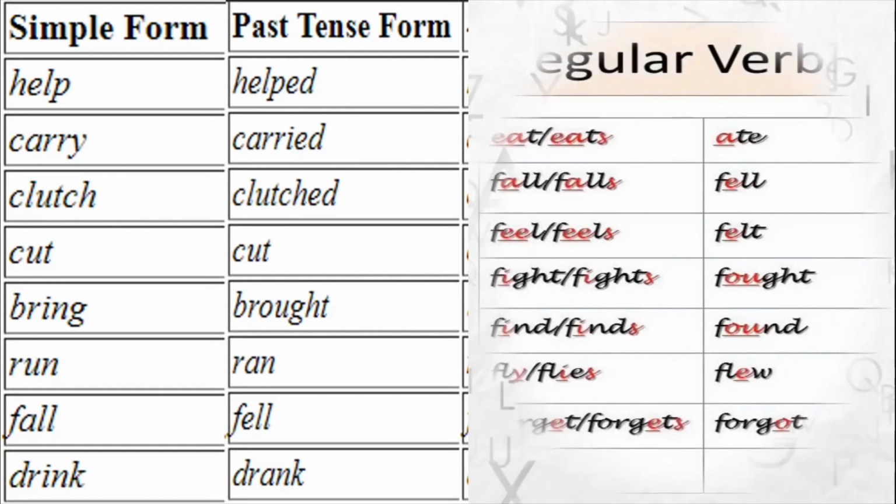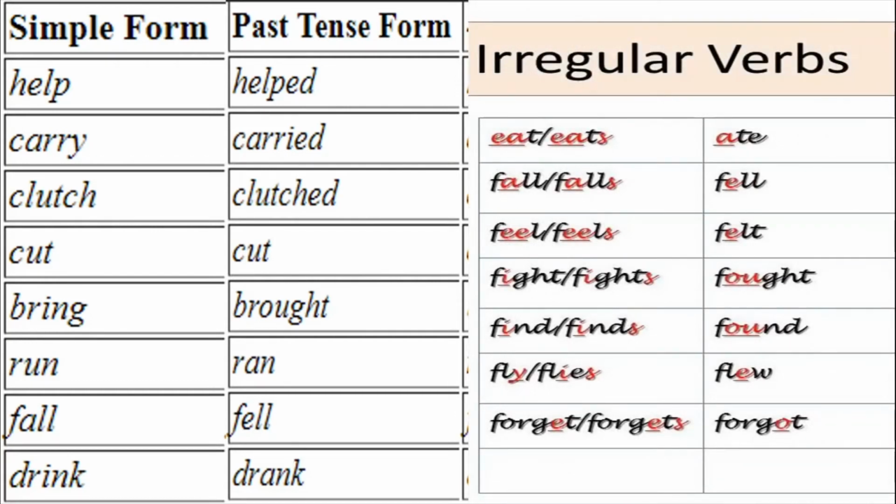Some more examples. See here, these are all irregular. In the first list, we had a few regular ones and some that were not regular. Here, these are all irregular. So eat becomes ate, fall becomes fell, feel becomes felt, fight becomes fought, find becomes found, fly becomes flew, and forget becomes forgot. Okay? So this is the third point in our lesson. We are talking about past tense forms of the verbs.